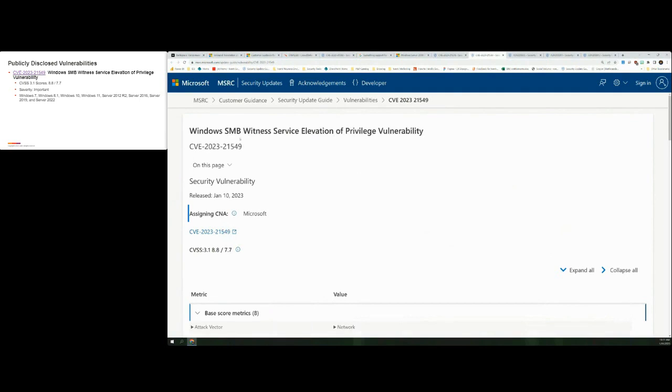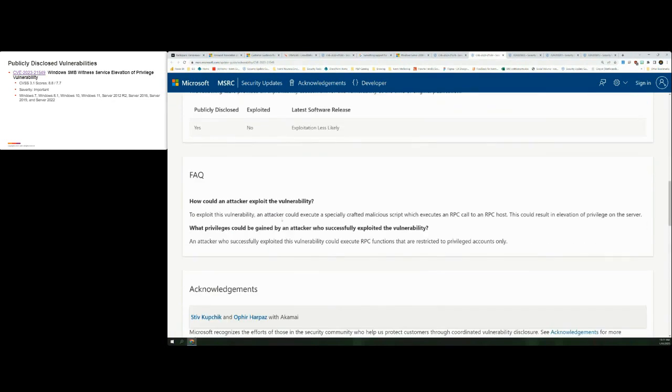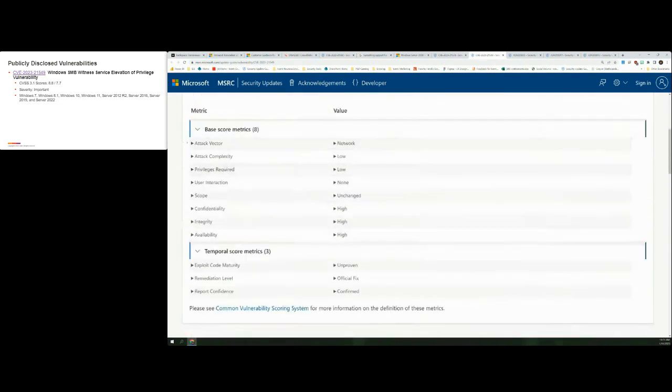So this is the Windows SMB Witness Service elevation of privilege vulnerability. It has a couple of things in the FAQ that you'll want to be aware of. In this case, to exploit the vulnerability, an attacker could execute a specially crafted malicious script which executes an RPC call to an RPC host. You can see in the CVSS metrics here that they're able to exploit this over the network. The privilege level required is low, so it's not going to be difficult for them to exploit this.